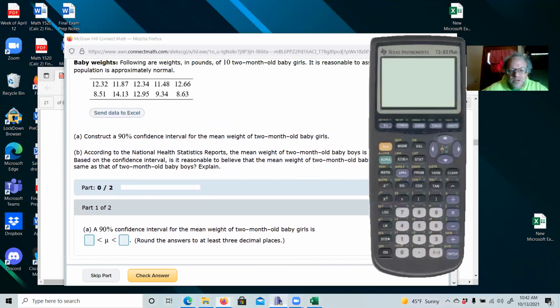What we're going to do is go to stat, tests, and T interval. In this case, they gave me some numbers, so I'm going to have to put them somewhere. Let's quit out of this, go back to stat, and clear list 1. Now I have a place to put these numbers.